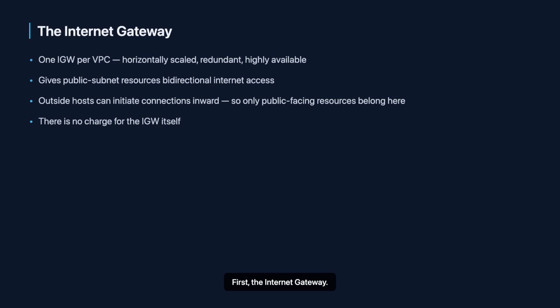First, the Internet Gateway. You attach one per VPC, and Amazon Web Services builds it to be horizontally scaled, redundant, and highly available. You don't manage its capacity or worry about it failing. It gives resources in your public subnets bidirectional internet access, and that word bidirectional matters. Hosts out on the internet can initiate a connection inward to your resource, not just receive replies. That's exactly why only public-facing things, like a load balancer, belong behind it. One nice detail: the Internet Gateway itself is free.